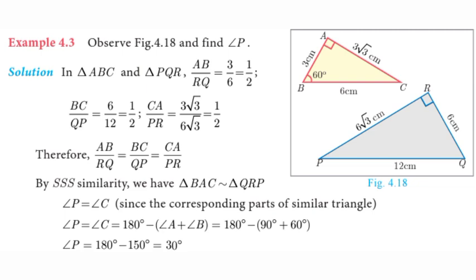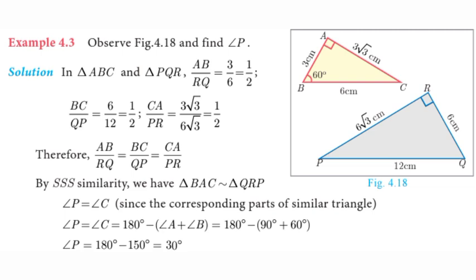See the figure 4.18, diagram 1. Triangle ABC, AB value is 3 cm, BC value is 6 cm, AC value is 3 root 3 cm. Angle B equals 60 degrees. Next, triangle PQR, that is PQ value is 12 cm, QR value is 6 cm, PR value is 6 root 3 cm. Okay. Solution: in triangle ABC and triangle PQR, first we take corresponding sides AB and RQ.